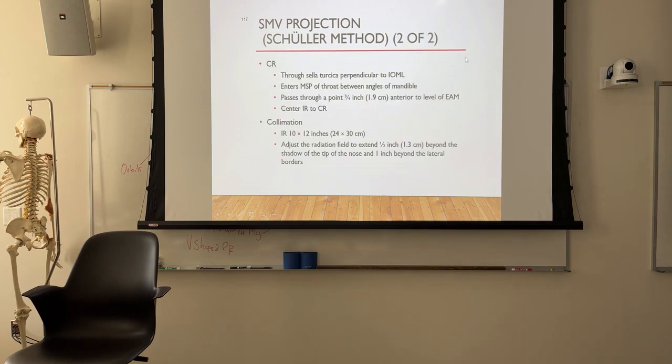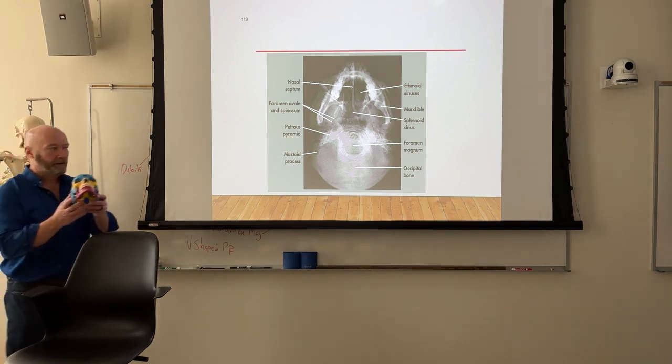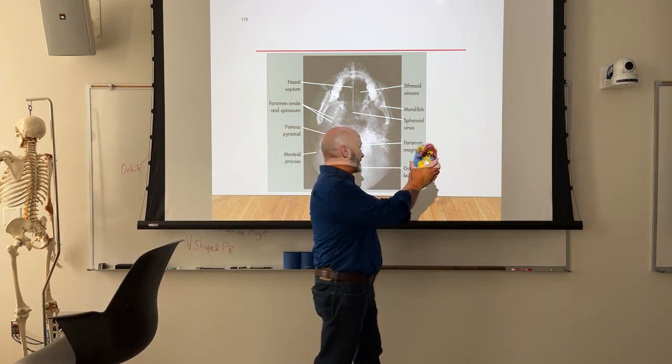So our central ray is going to pass through just anterior to the EAM. All right. So probably the most common positioning error you're going to have on this is tilt of the head. You're going to be so focused on getting that infraorbital meatal line perpendicular or parallel to the image receptor that you're going to wind up with rotation. And this one actually has a little bit of rotation. You see the distance between the lateral portion of the skull on this side and that side. It's not the same. And what causes that is tilt of the head.